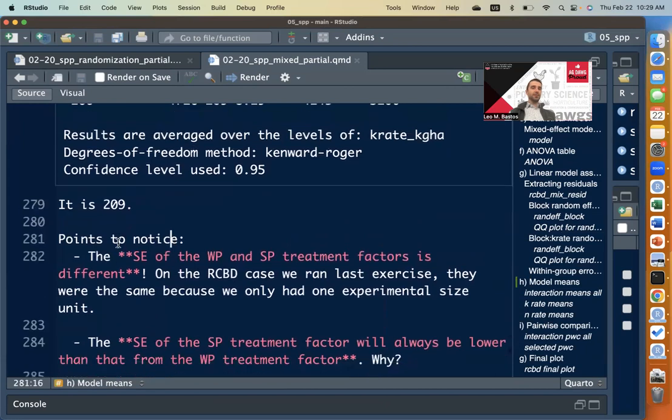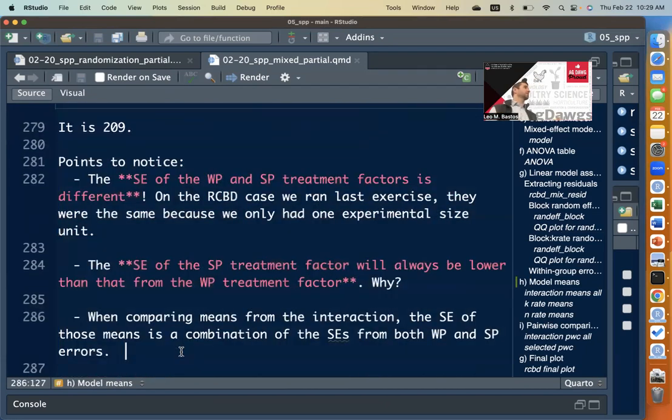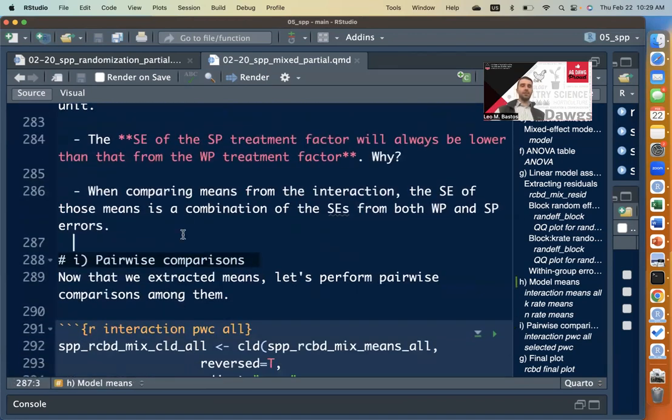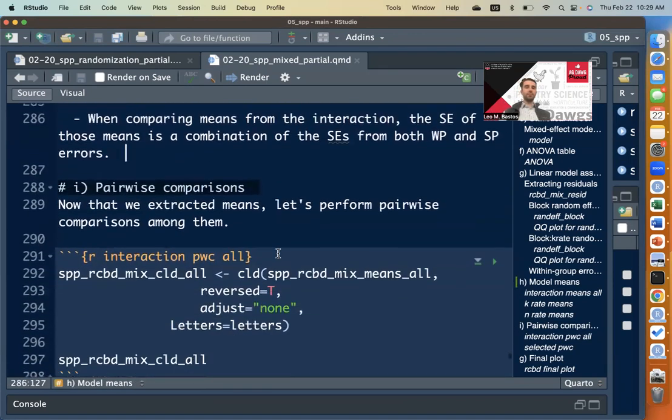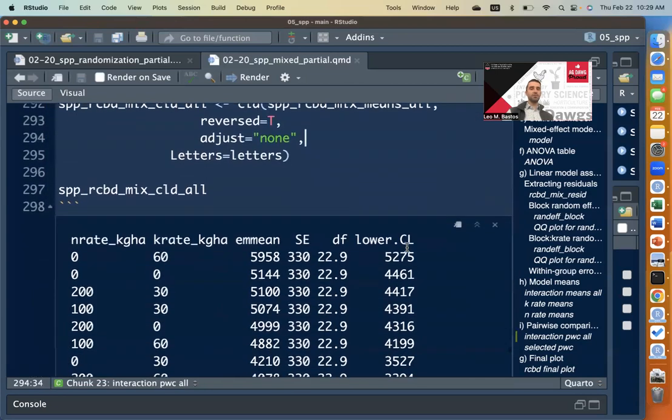I have some text here where I wrote some of those points for you in case you want to come back and revisit them. But that's basically just going through the conversation we just had. So if we come back to the scenario where we're just doing the comparison for the interaction, because that's what was significant, that's what we should show. You can go ahead on this next chunk here and run it. So we get those pairwise comparisons performed.